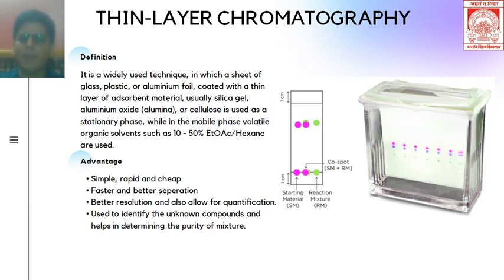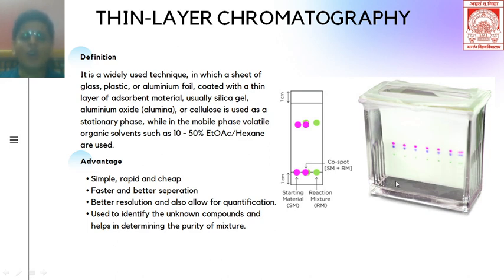And when the mobile phase travels from the bottom to the surface, along with it the different components of the sample also migrate from one end to another, and based on that you can see there is a different pattern of bands generated on the right hand side.